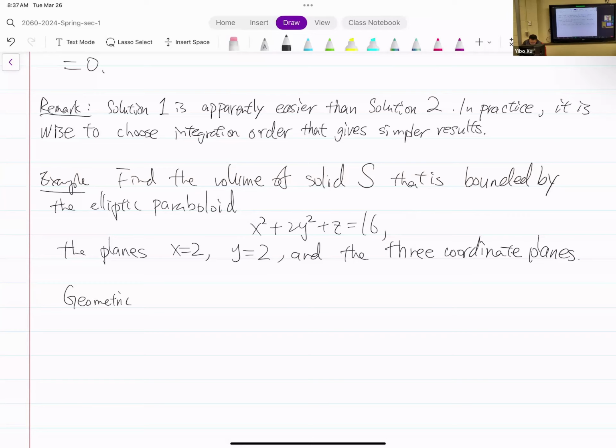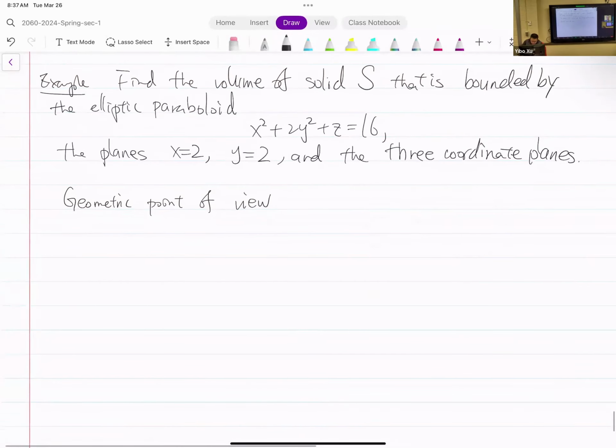Basically, when you fix the x or y, then you see this is actually a parabola. These are giving you a parabola opening downwards. So we should be familiar with this kind of shape. So it's actually going down. Okay. So if you fix z, it's going to be an ellipse.